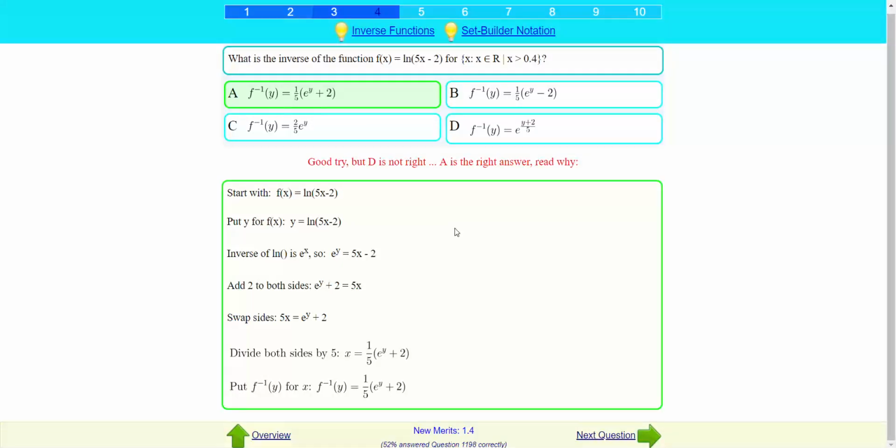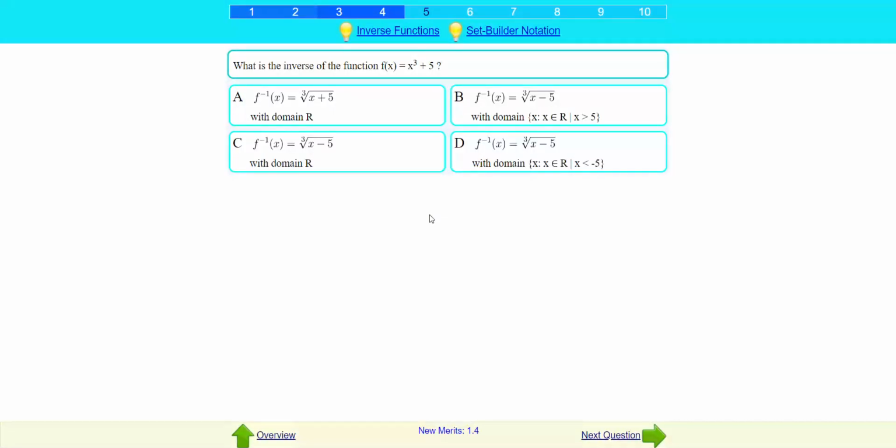So in this example, we have ln of 5x minus 2 equals x. If we apply e to the power of both sides, e to the power of x equals e to the power of ln. E and ln cancel each other, so e to the power of x equals 5x minus 2. And then you just work algebraically on this. That's what you get.